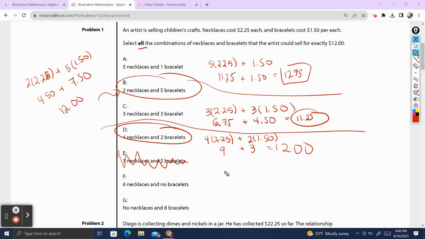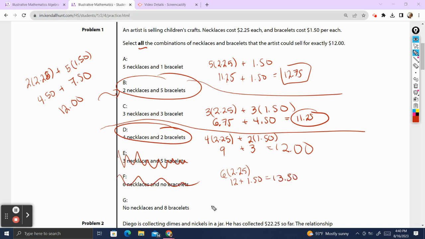6 necklaces and no bracelets. Well, let's calculate the cost of 6 necklaces, which is $2.25 each. Immediately, I know what I'm going to multiply. It's going to be 6 times 2, which is 12, and then 6 times 25 cents, which is an additional $1.50, which gives me $13.50. So this is not correct.